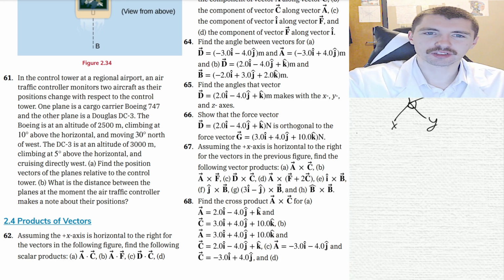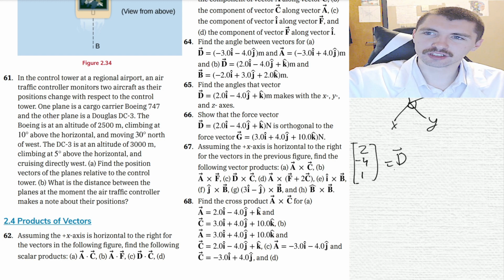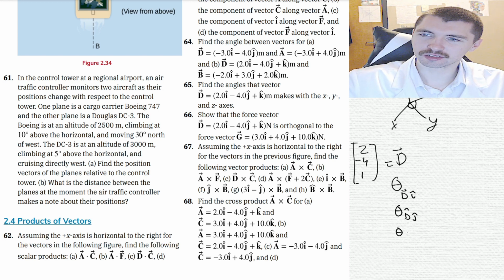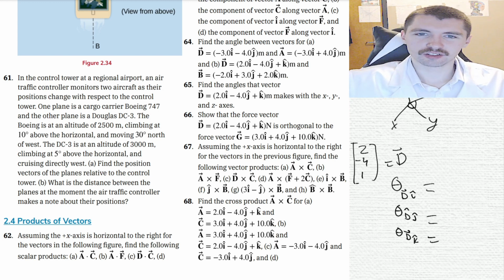So here it's asking specifically to find the angle that this makes between. So what this is really asking for is 2, -4, 1. What's the angle? This is D. What's the angle theta between D and I hat, D and J hat, D and K hat. So maybe we can find that.